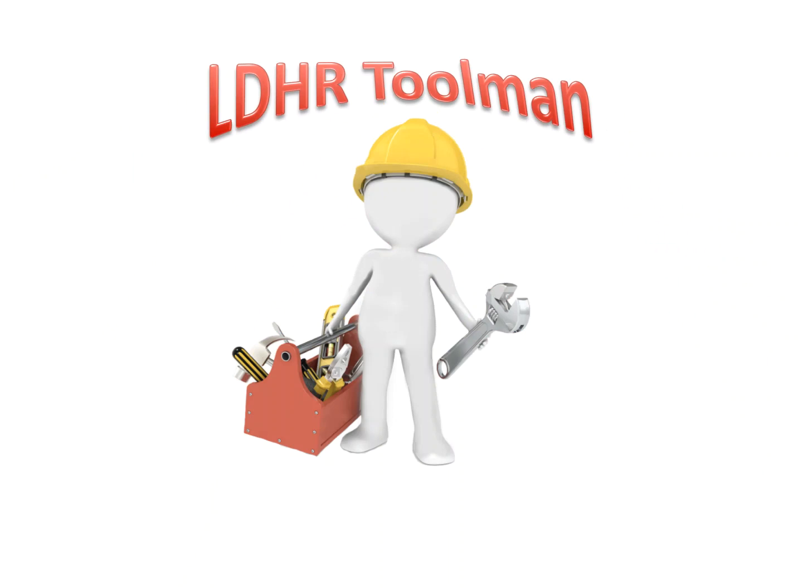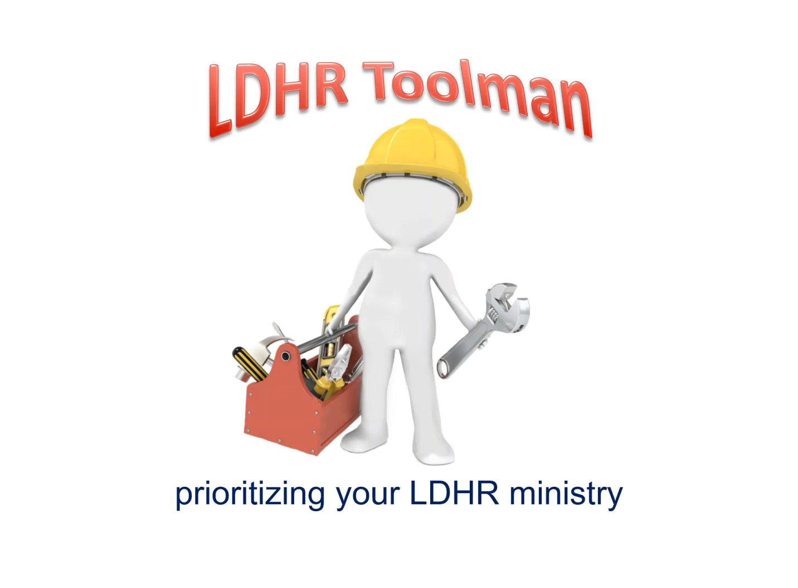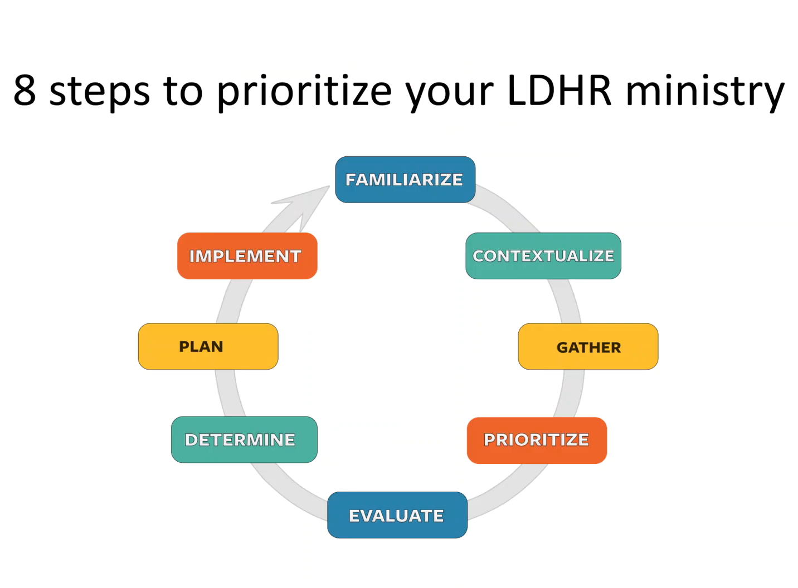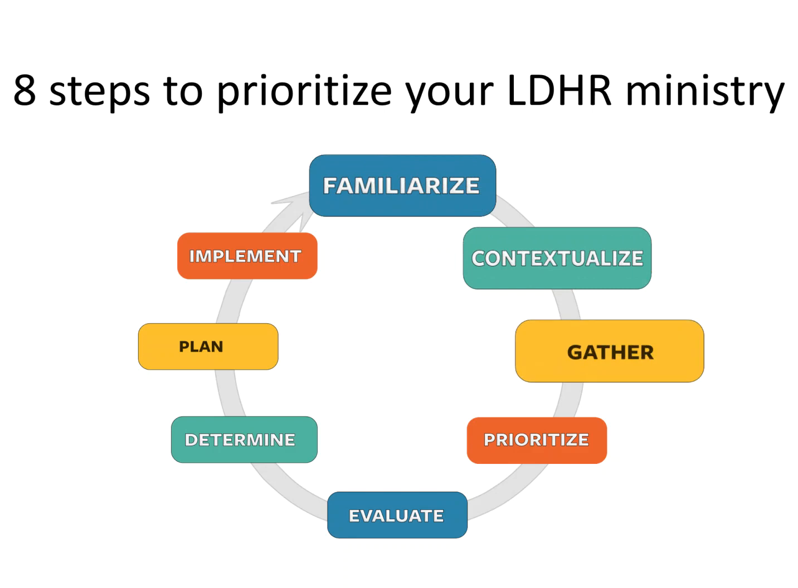You know, we've begun a series that explores how we can prioritize our LDHR functions to make sure we're able to accomplish that which is most important and crucial for the fulfillment of our mission. In the overview session, we introduced an 8-step process to help us prioritize our LDHR ministry functions. For this session, we'll consider the importance of good preparation in the process by taking a closer look at the first 3 steps: familiarize, contextualize, and gather.